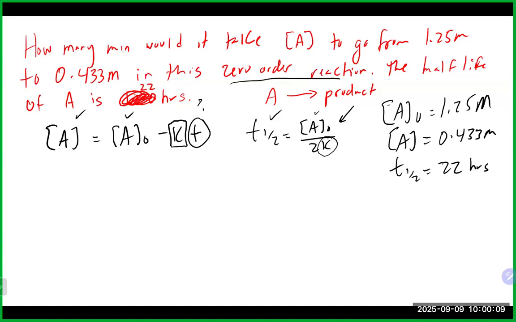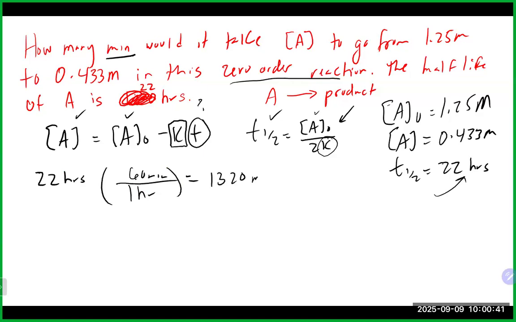Now, because we want perhaps the final answer in minutes, I'm going to actually convert this into minutes up front, just so I'm in the right units at the end. If you don't do that, then at the end, you need to do a conversion to get it to minutes. Because if you leave it in hours, you'll be in hours when you solve for time. So we got 22 hours. 1 hour, 60 minutes, I hope. So 22 times 60, 1320 minutes.